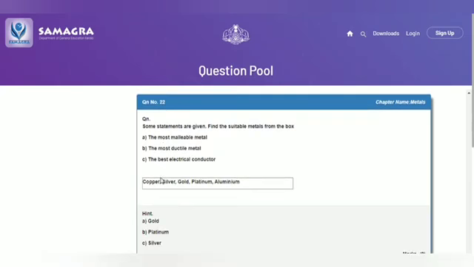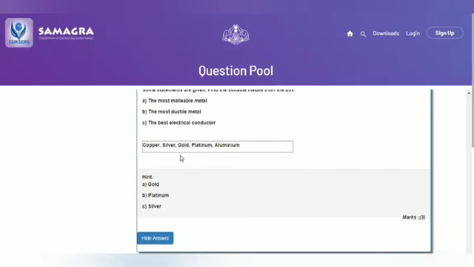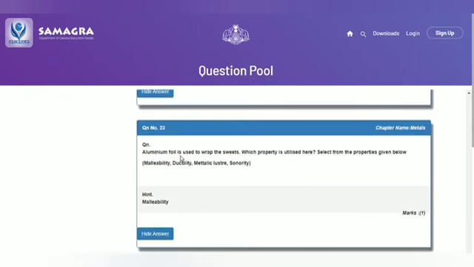Question number 22. Some statements are given. Find the suitable metals from the box. The most malleable metal is gold. The most ductile, platinum. Best electrical conductor, silver. Malleable, gold; ductile, platinum; electrical conductor, silver.